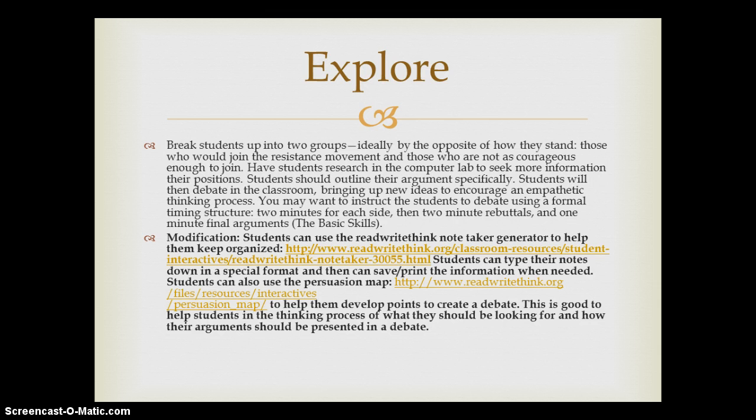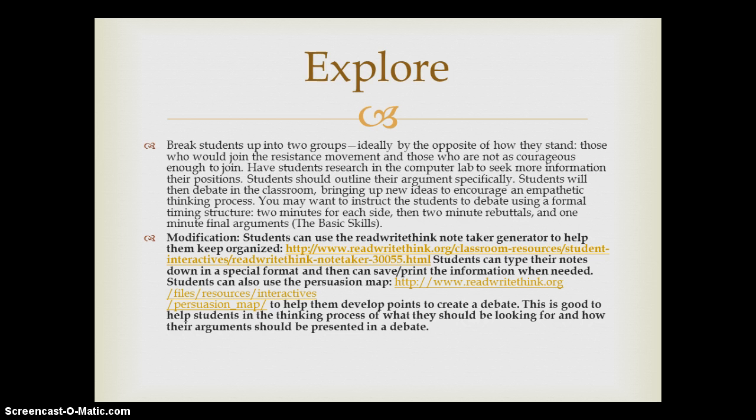So students can research with guided websites the teacher supplies. Students can use readwritethink.org to help with their note taking. This is a really great generator that will format their notes in a certain way, and they can save and print them in hard copy fashion. Also, using Persuasion Map, again, readwritethink.org, really great resource where they can be guided to develop points to create a debate, because this is all leading into a debate. So this will help students in the thinking process.